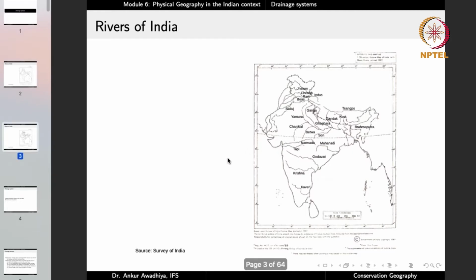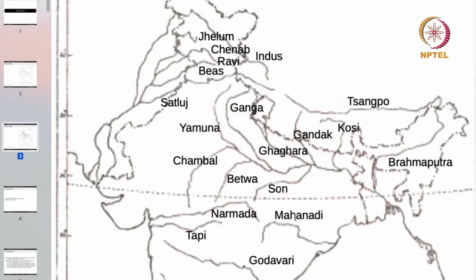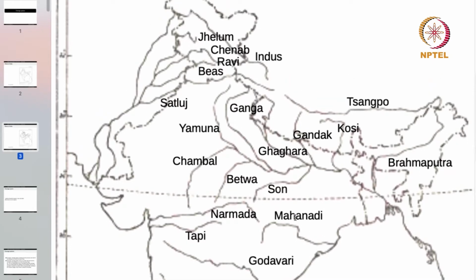So let us begin by discussing what all rivers we have. So let us zoom in on this image. Our rivers can primarily be divided into two categories. We have the Himalayan drainage and we have the peninsular drainage. In the case of Himalayan drainage, we have the river Indus and its tributaries. So here you have the Indus river, then you have Jhelum, Chenab, Ravi, Beas and Satluj. These are the 6 rivers that form a part of the Indus drainage system.